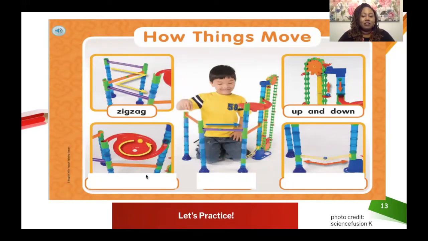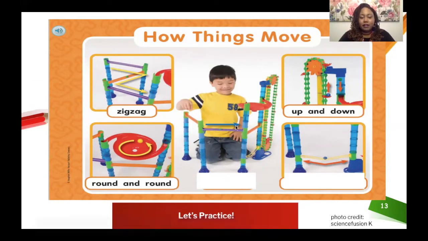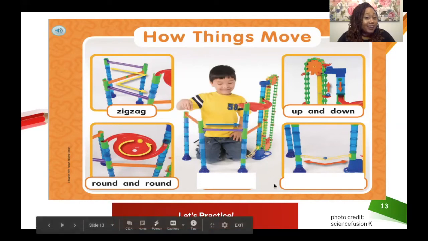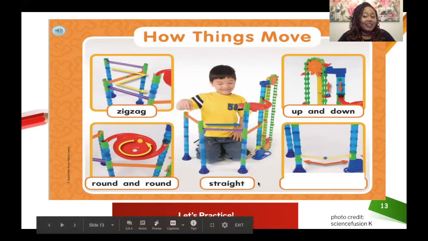Now let's look at this object. The ball is going. Yes, that is correct. Round and around. Now let's look at these arrows. Here's the ball. The ball is going. It's moving. Yes, it's moving straight. Now, which way is this ball moving? Yes, back and forth. Great job.